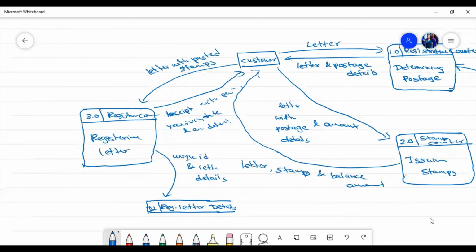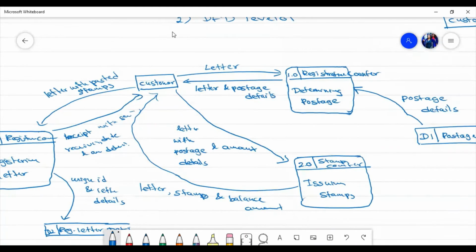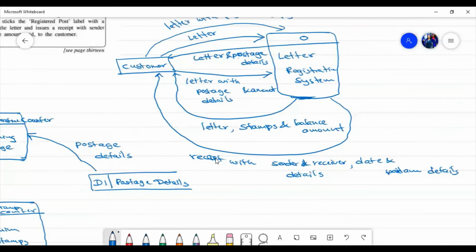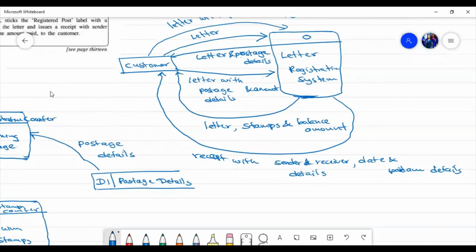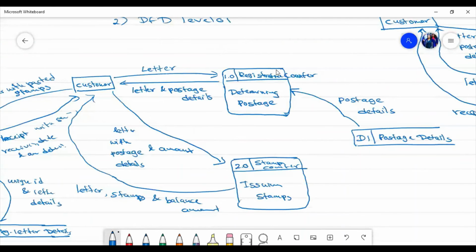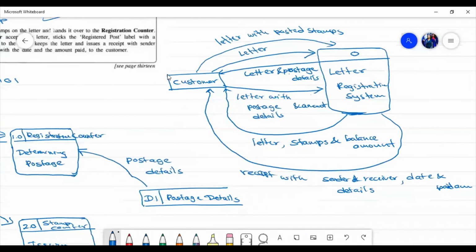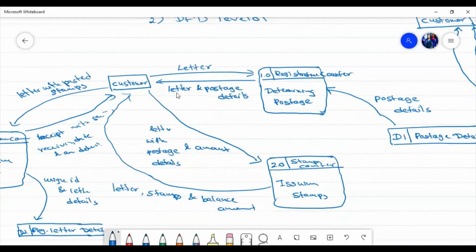And now look at this, customer and processors, right? How many lines? Letter, this is the first line, 1, 2, 3, 4, 5, 6, right? So here we have 6 different data flows. These 6 data flows should tally with the 6 data flows in the context diagram. So if you have 10 different data flows in the context diagram, you need to have 10 flows in between the external entities and the processors. Otherwise, your diagram is wrong.